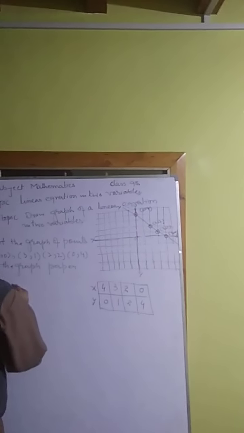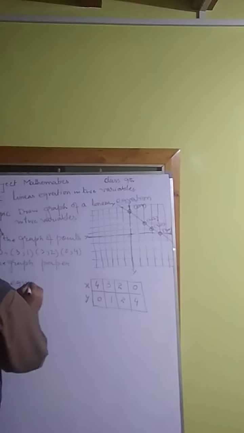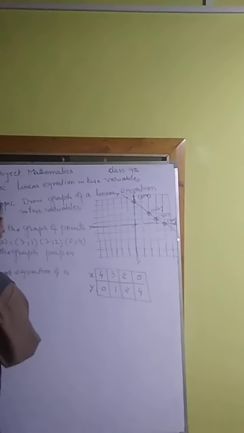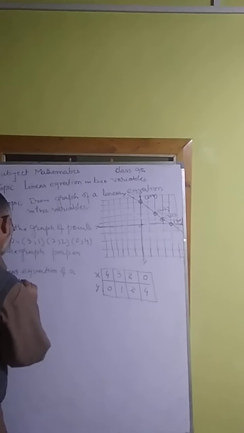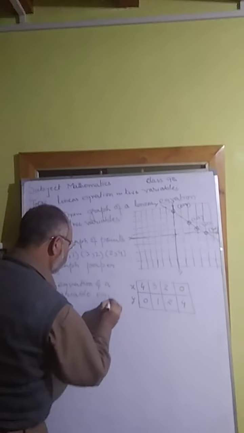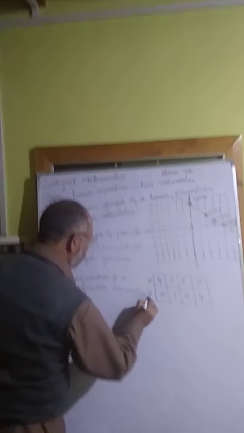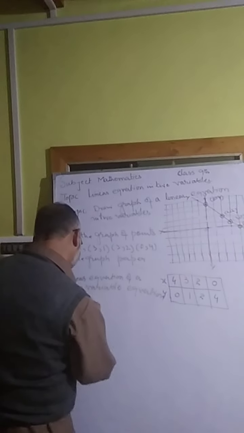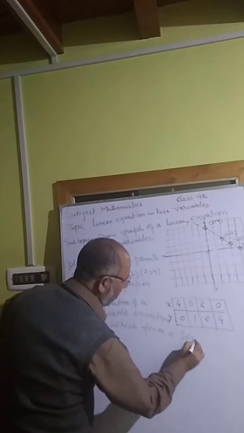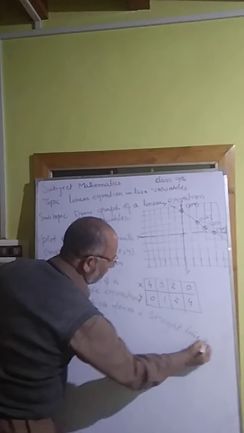A linear equation in two variables is that which forms a straight line graph.